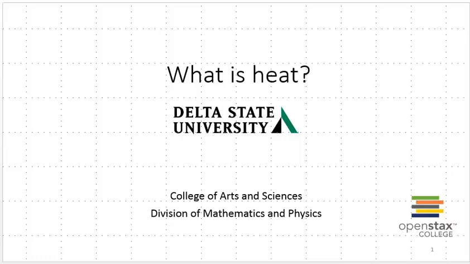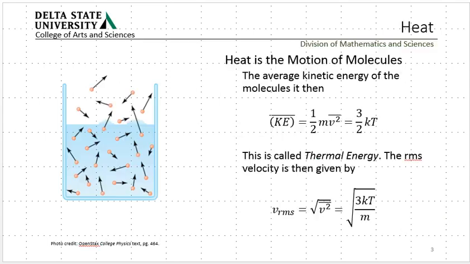So let's talk briefly about some of the consequences of what we've learned about heat. First, just a quick review. We know that heat is the motion of molecules and really corresponds to the store of kinetic energy in the molecules. And the temperature is the average kinetic energy of the molecules as they go zipping around.